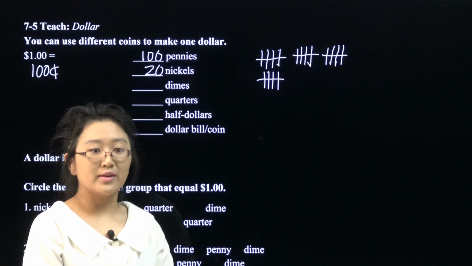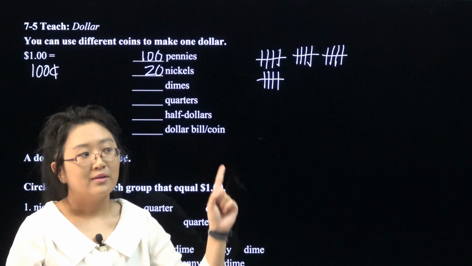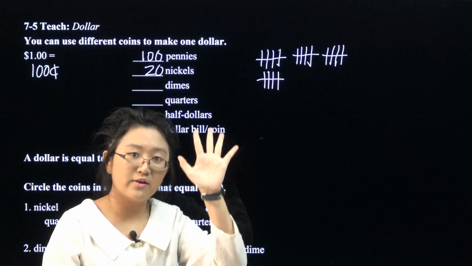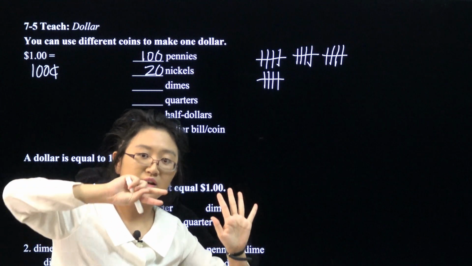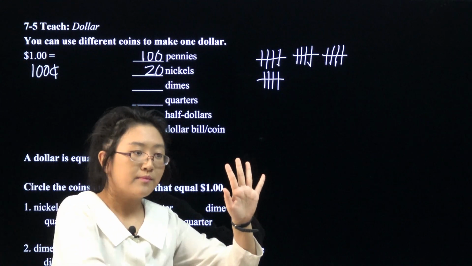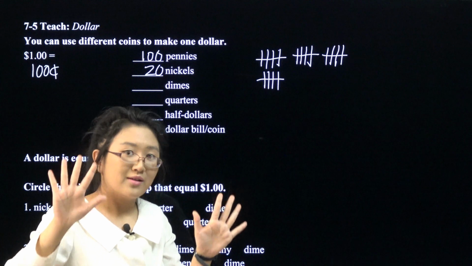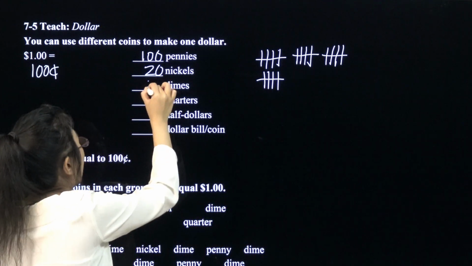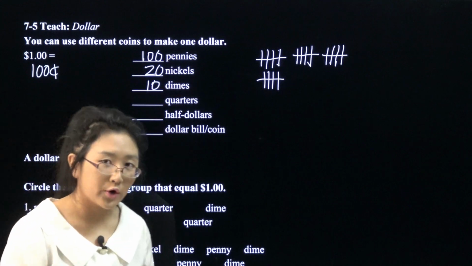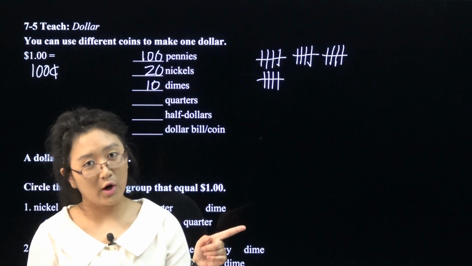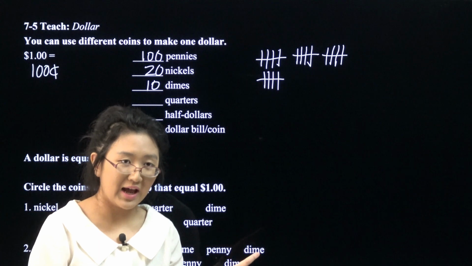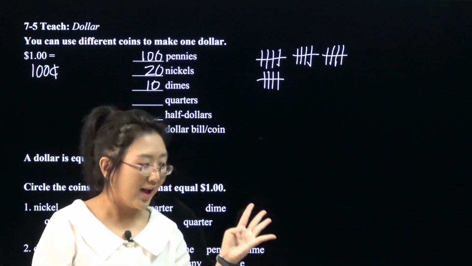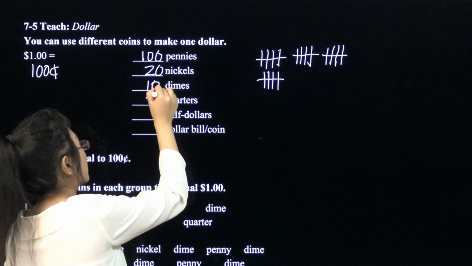How many dimes would it take? Let's skip count. 10, 20, 30, 40, 50, 60, 70, 80, 90, 100. That's 100 cents, which is a dollar. So it's 10 dimes. What about quarters? Well, quarters is 25, 50, 75, 100. You only need 4 quarters.